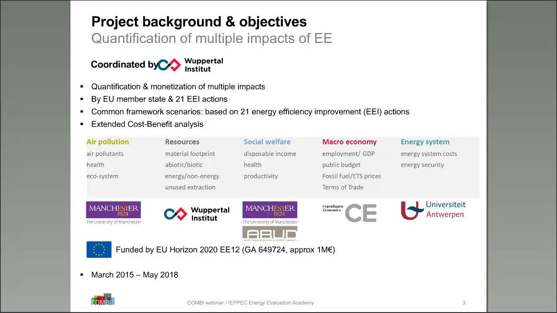Then we have a number of macroeconomic impacts estimated, which include employment, GDP, public budget, but also prices, not only of fuels, but also ETS prices, in terms of trade effects. And then we have the 5th category of energy system impacts that cover, on the one side, energy system impacts, and on the other side, energy security impacts, and we have a number of different indicators estimated here.